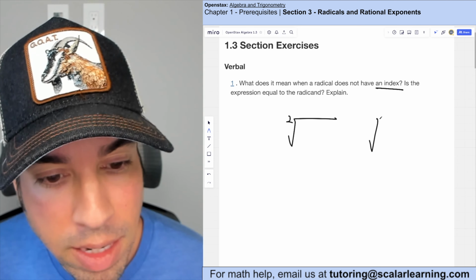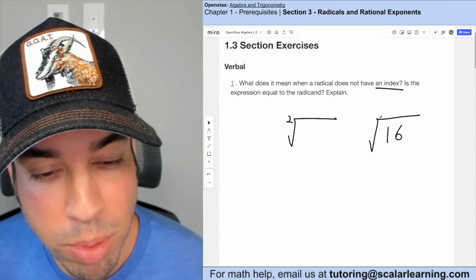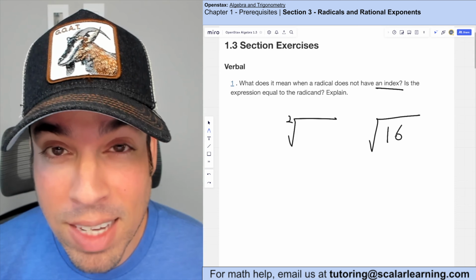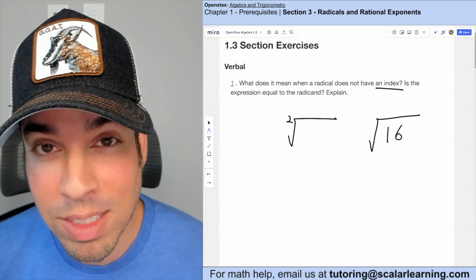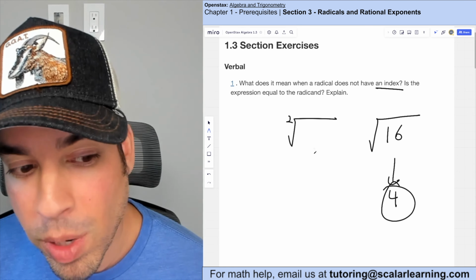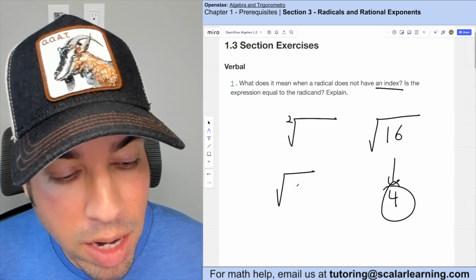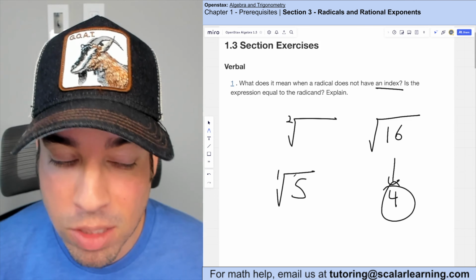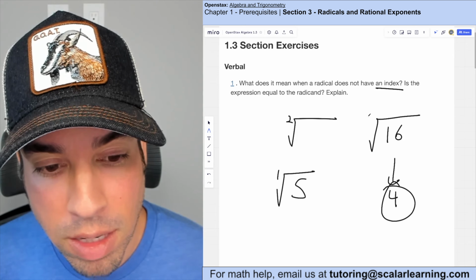As such, if I had a radical without an index and 16, for example, this expression would not simply equal 16. This expression will be asking to take the square root of 16, which really asks the question, what times itself equals 16? That is, of course, 4. The only way this expression would ever be equal to itself is if I took a radical with a 5 and the index were 1. This really never happens, so this is the one exception, but pretty much assume no index and it's a 2.